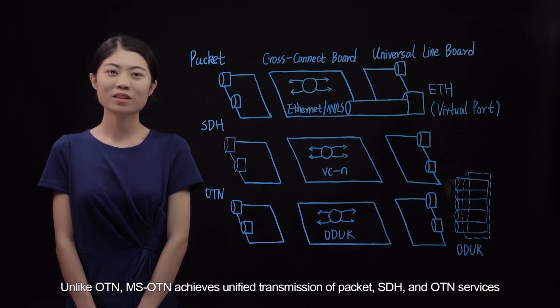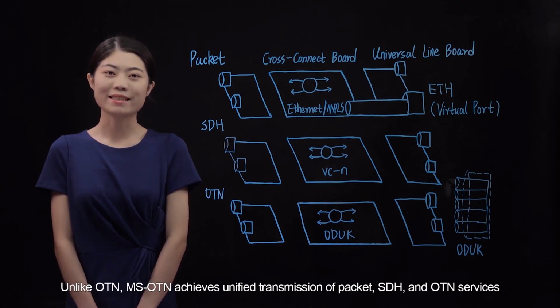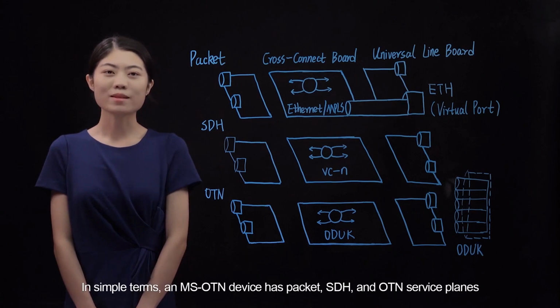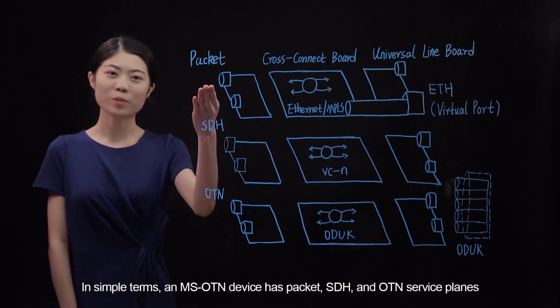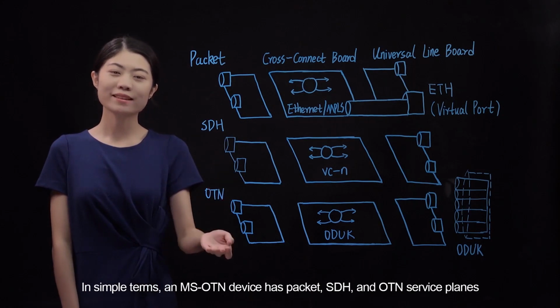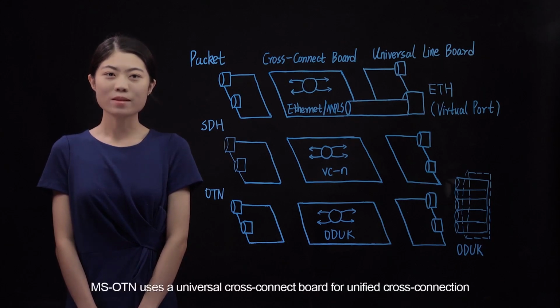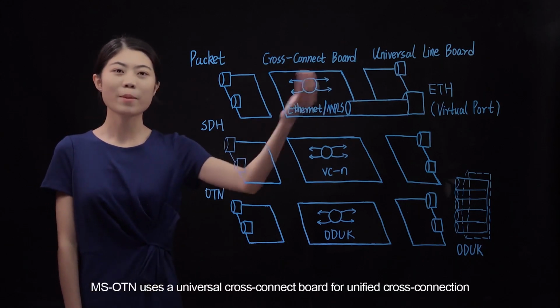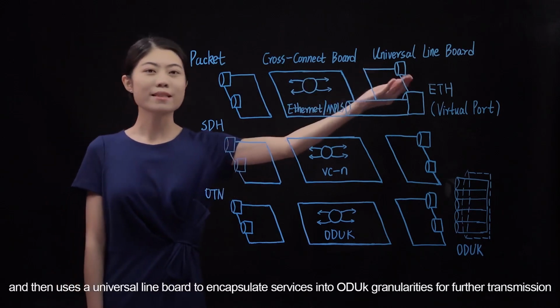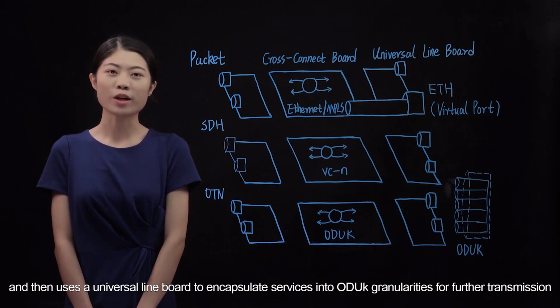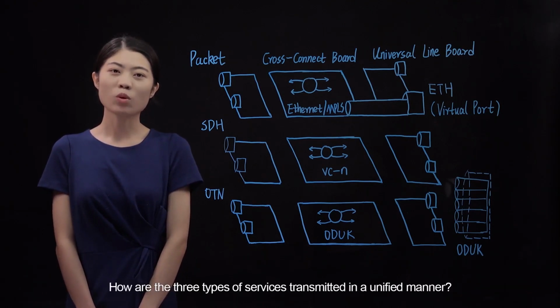Unlike traditional devices, OTN achieves unified transmission of packet, SDH, and OTN services. In simple terms, an OTN device has packet, SDH, and OTN service planes. For any of these services, OTN uses a universal cross-connect board for unified cross-connection, and then uses a universal line board to encapsulate services into ODUK granularities for further transmission. How are the three types of services transmitted in a unified manner?